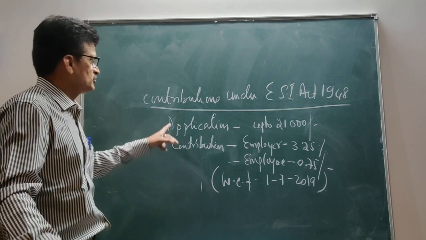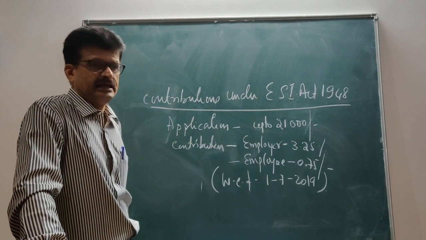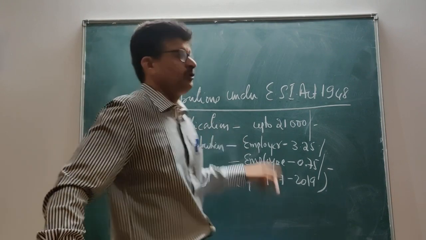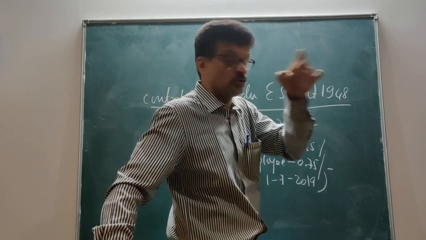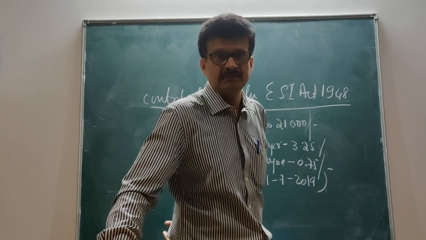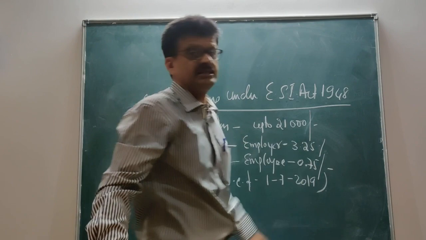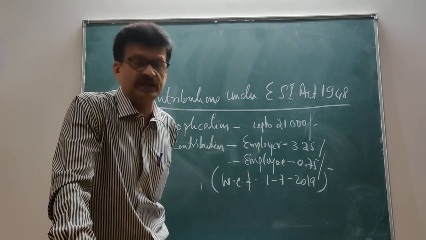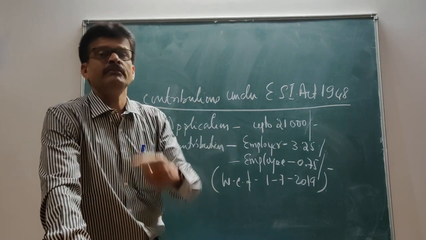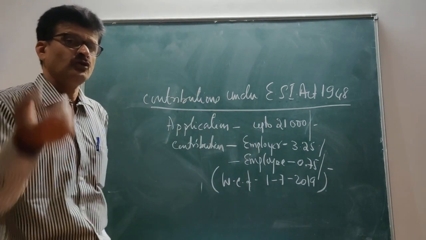But in the course of my explanation, I told you about the contribution for all the employees to whom it is applicable. It is applicable to all employees in the industrial establishment whose monthly gross wages do not exceed 21,000. Of course, it is updated from time to time, but right now it stands at 21,000. If your monthly gross wages are 21,000, then you are covered. You become an insured member under the ESI Act. But to become an insured member, you have to contribute.